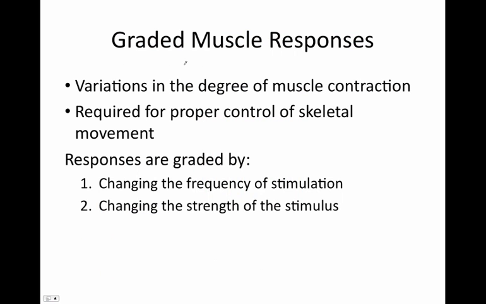If we take a look at that individual twitch, then we need to look at how we add those up. What does the addition of individual muscle contractions give us, what kind of responses do we get? That's referred to as graded muscle responses. These are variations in the degree of muscle contraction, and they're required for proper control of skeletal movement. These responses are graded by changing the frequency of stimulation and changing the strength of the stimulus.